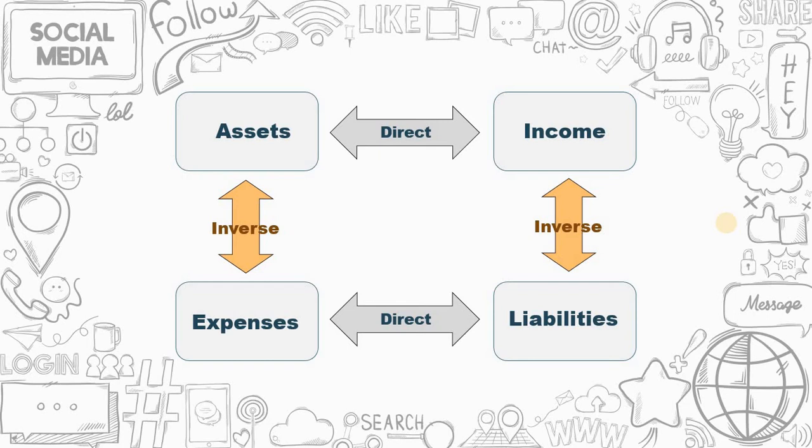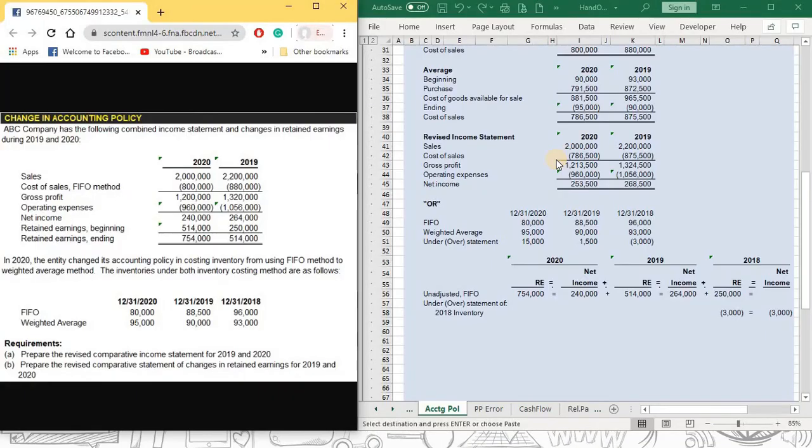And what is the relationship of an expense account with net income? So the relationship is inverse. It means that if the beginning inventory is overstated, it means that the net income is understated. Because again, the relationship is inverse. So it means that the 264,000 net income in 2019 is understated by 3,000 pesos. Again, the beginning inventory in 2019 is overstated. That is why 2019 net income is understated.